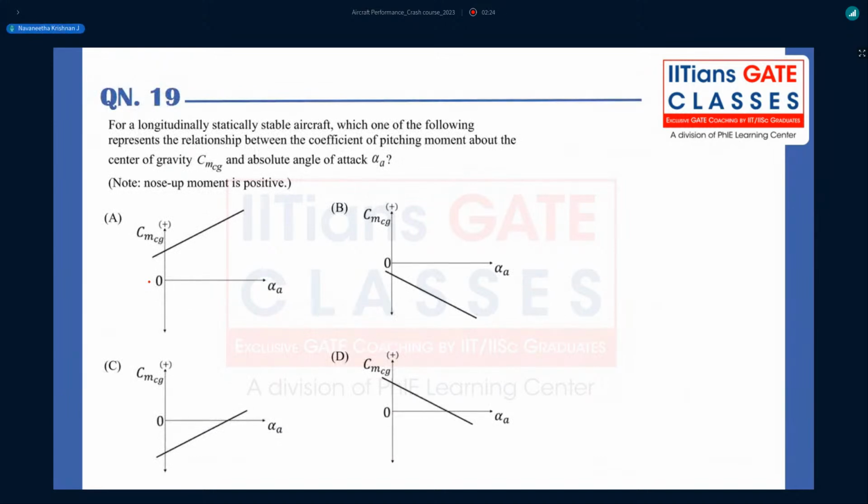Gate 2023, question number 19. For a longitudinally statically stable aircraft, which of the following conditions represents the relationship between coefficient of pitching moment about the center of gravity, CMCG, and absolute angle of attack alpha? If you see the note, they have given that nose up moment is positive.